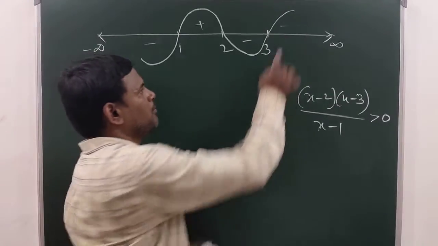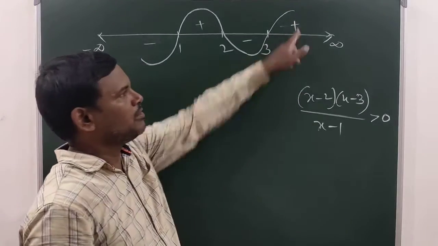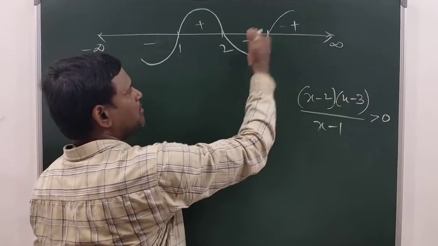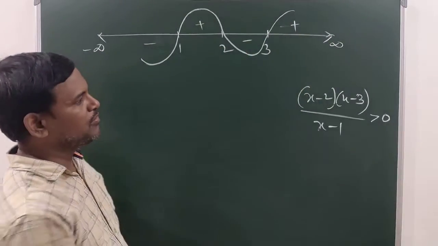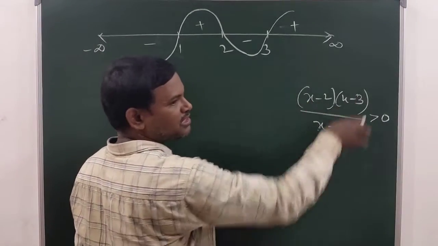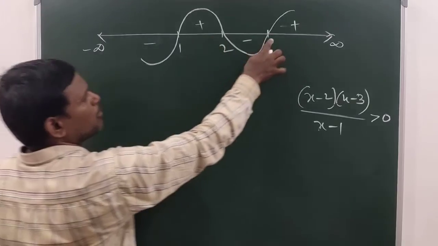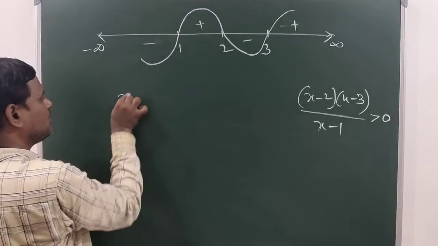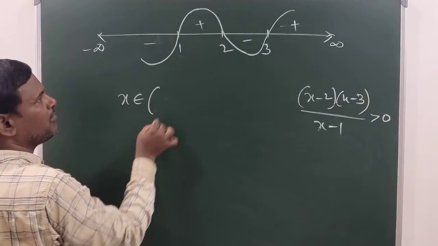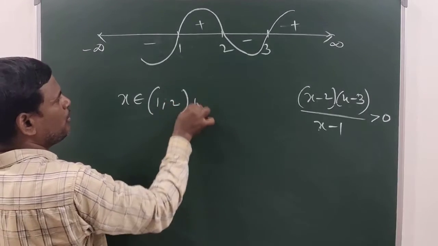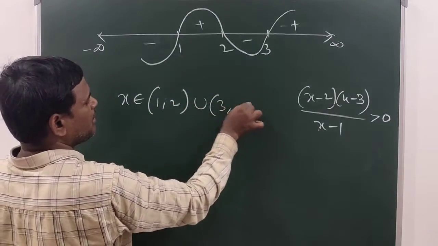So here, plus, you start from the right: plus, minus, plus, minus. We want greater than 0, which means we want this result to be positive, right? Where did we get positive? From 1 to 2 and 3 to infinity. Now write the solution set. Write here open interval of 1 to 2 union 3 to infinity.